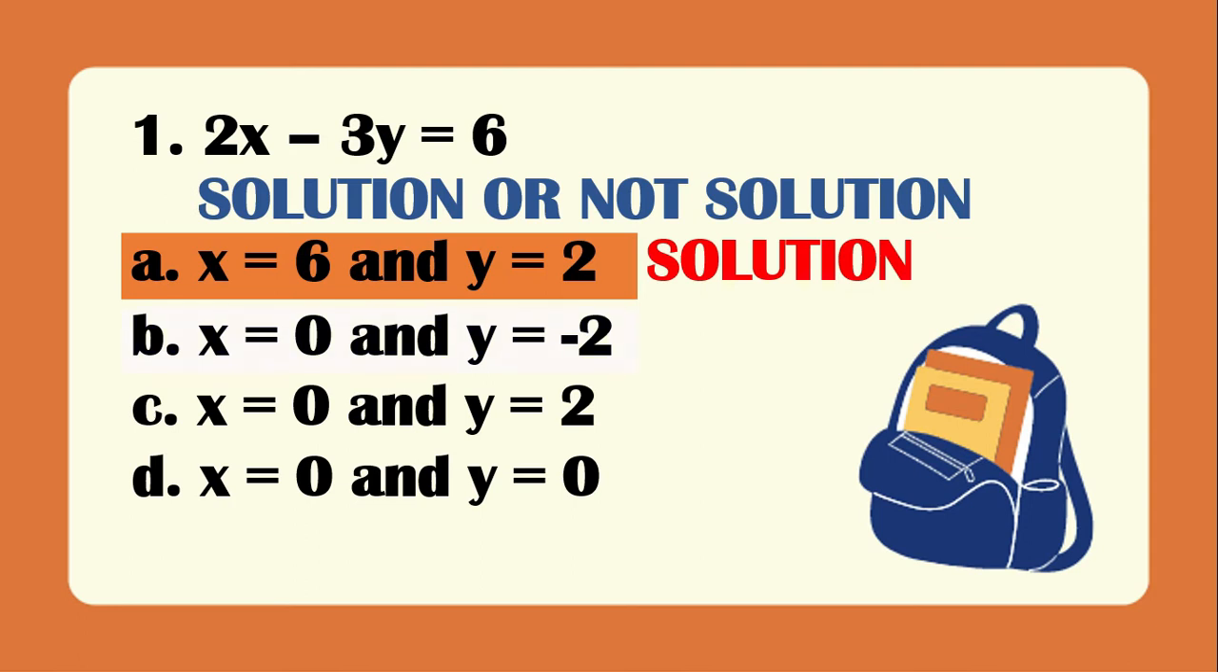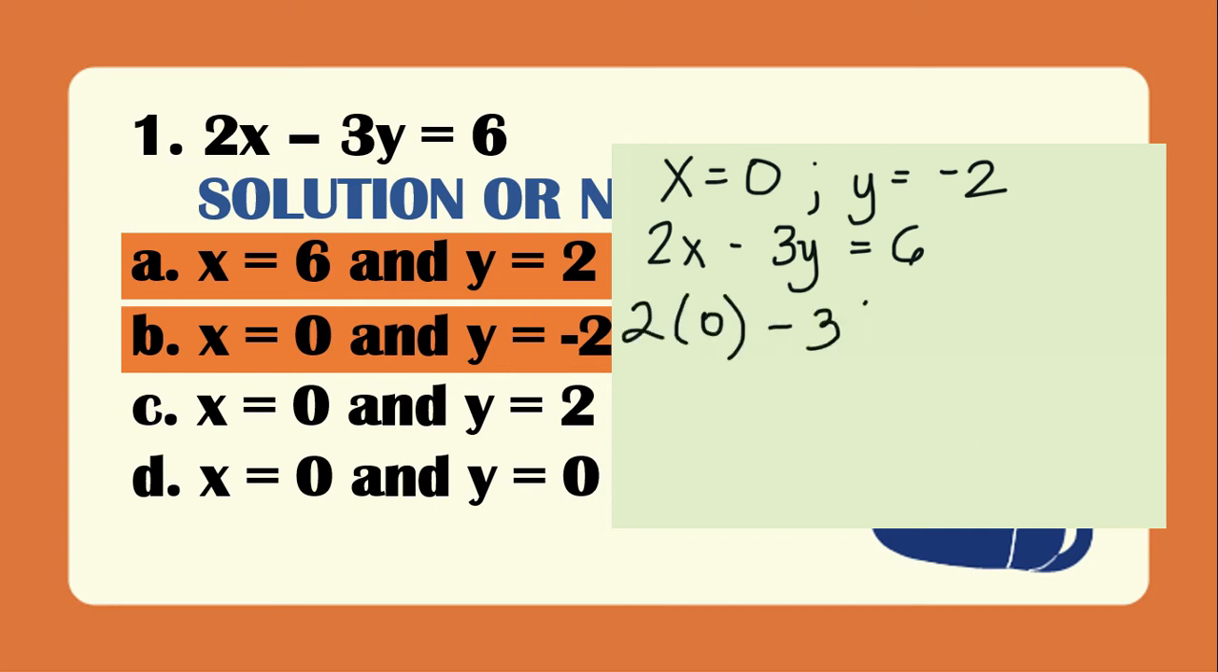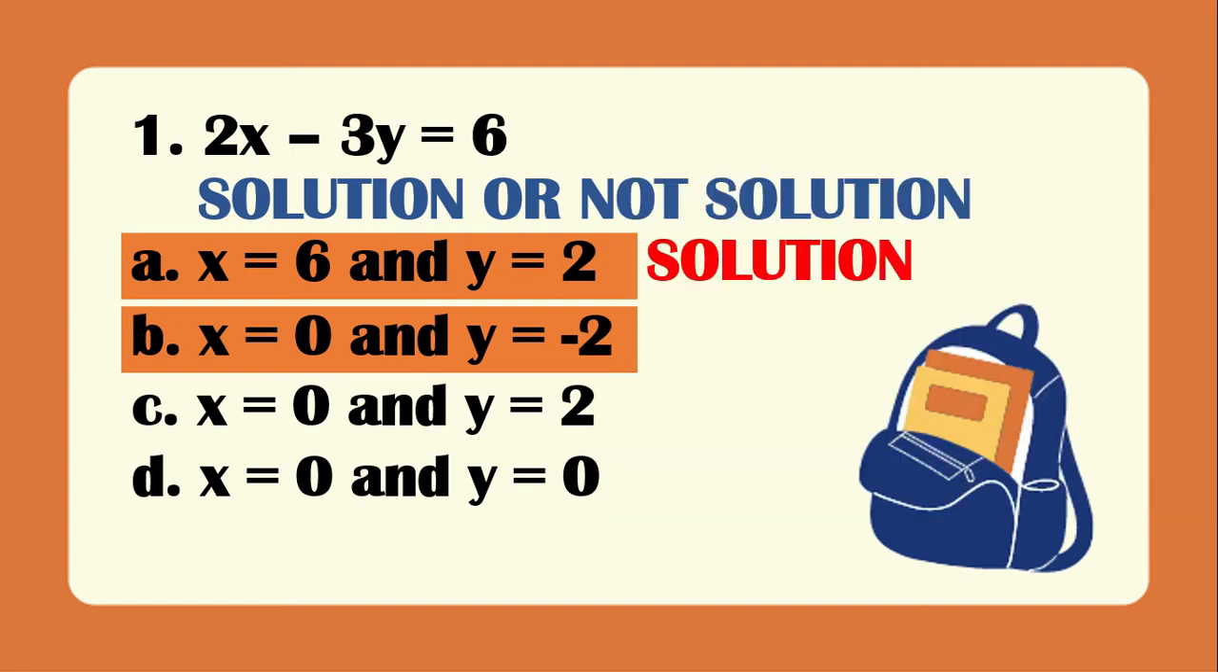How about the next one? So we have x is 0 and y is negative 2. We will also use the equation 2x minus 3y equals 6. Same, we will substitute the value. So x will become 2 times 0 minus 3 times y is negative 2 equals 6. So we have 2 times 0, that is 0. So we don't need to write it. And then we have negative 3 times negative 2, that is positive 6 equals 6. Also, 0 and negative 2 is a solution.